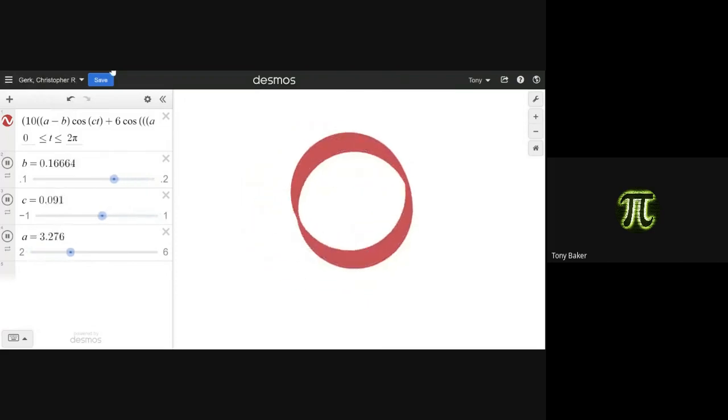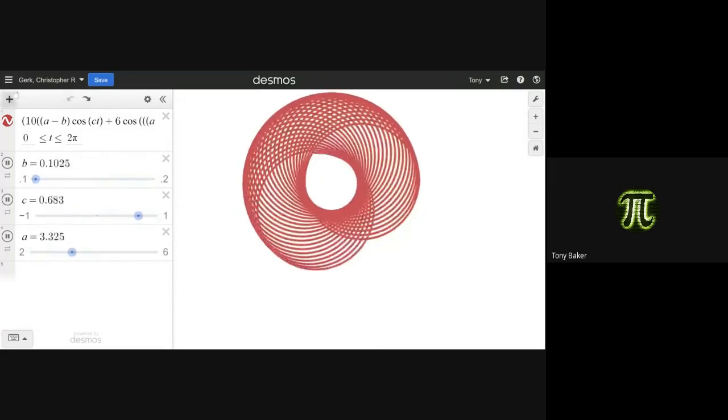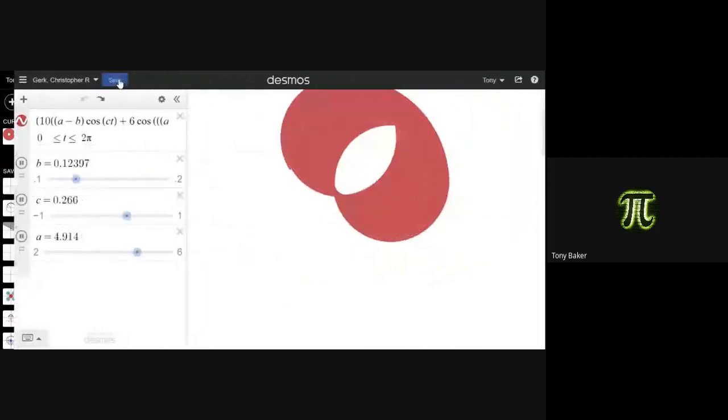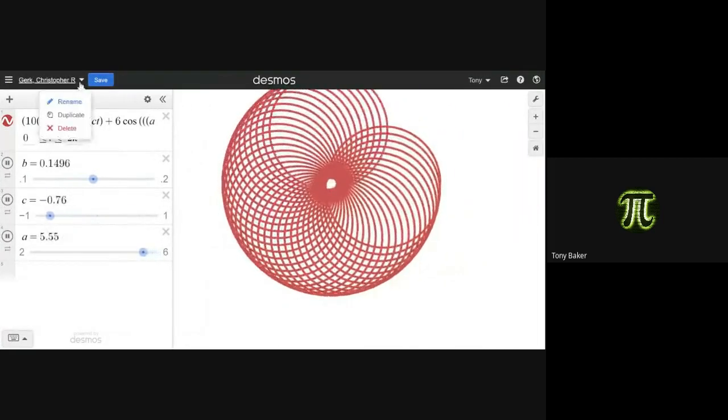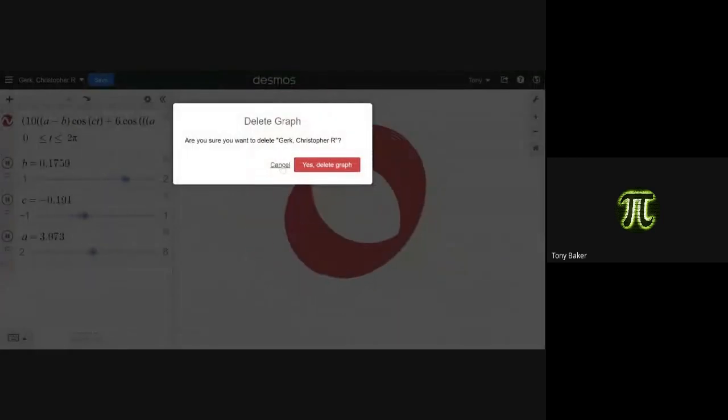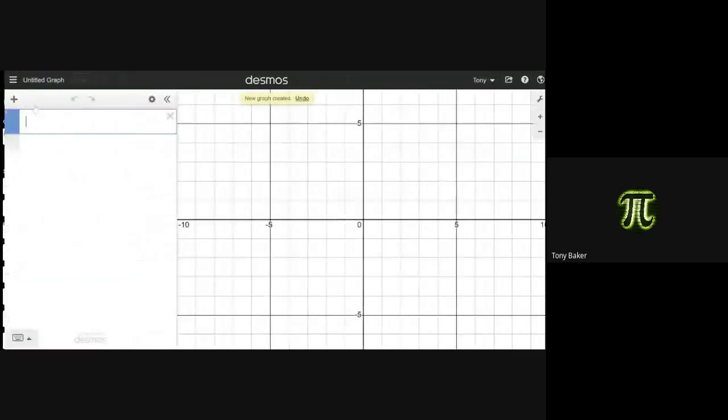So, all right. I mean, this is actually a computer program. Yeah.